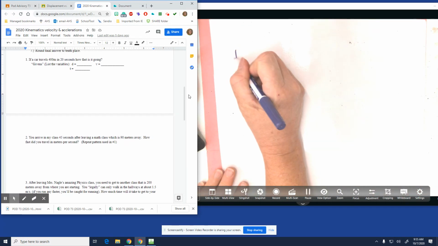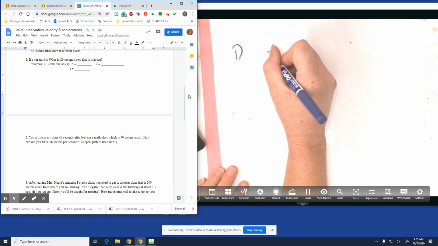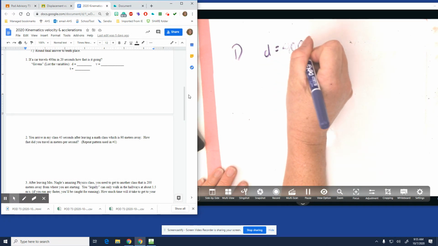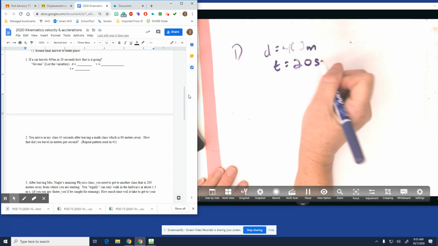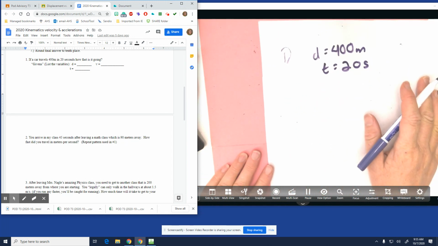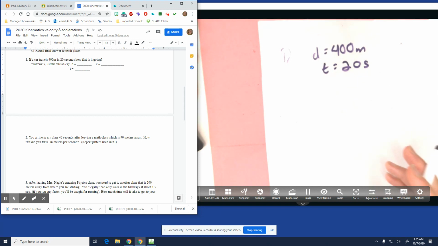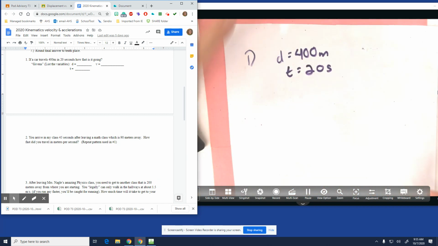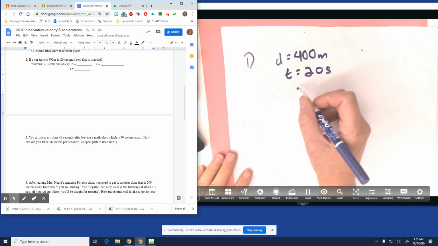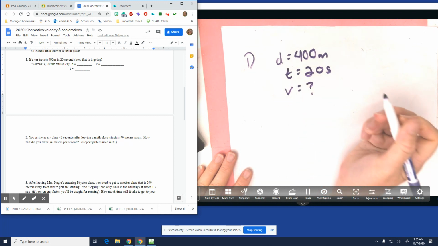All right, so number one, a car travels 400 meters in 20 seconds. Shadow. All right, and then they want to know how fast it's going. Hopefully that prevents the glare. And let's get it in straight focus. And they want to know what the velocity or the speed is.